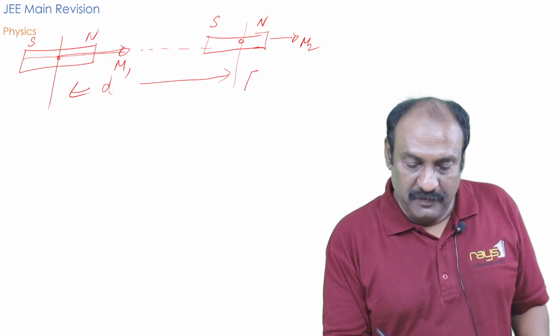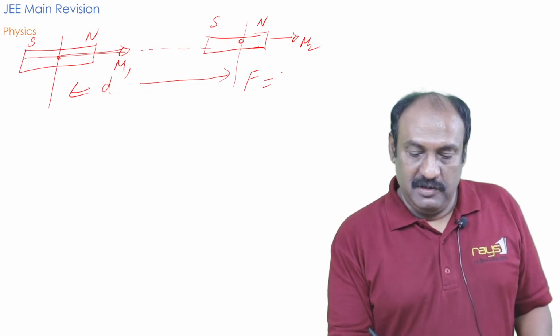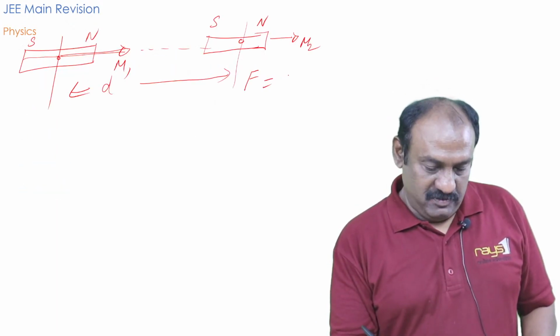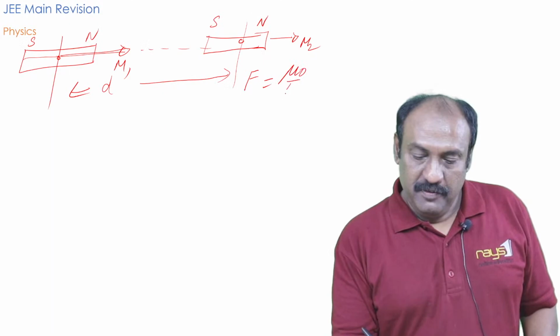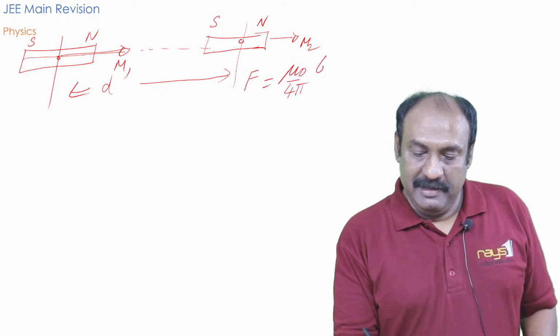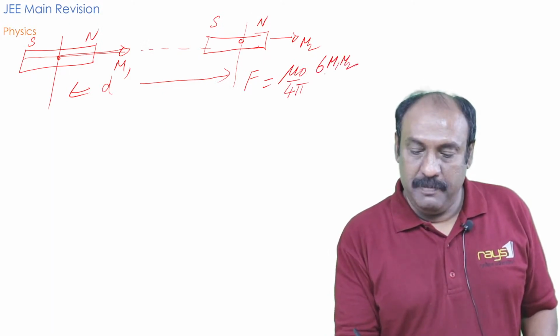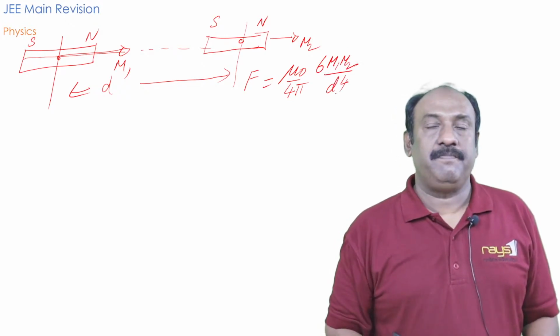Then the force of attraction is equal to mu naught by 4 pi into 6 m1 m2 by d to the power 4.